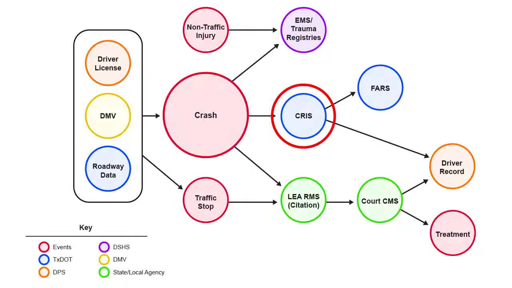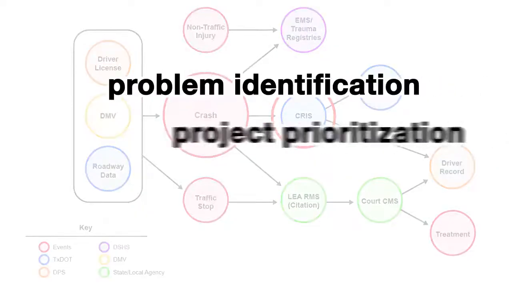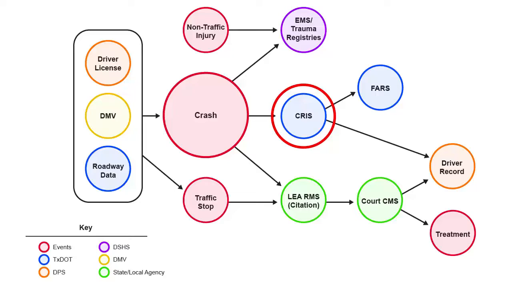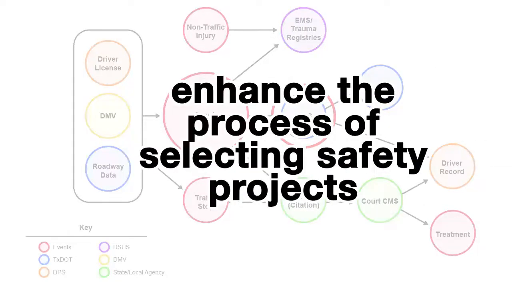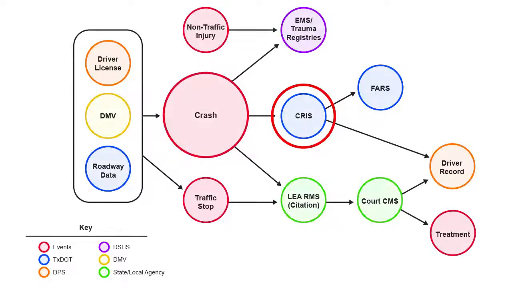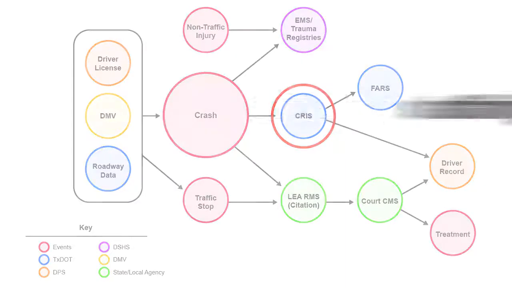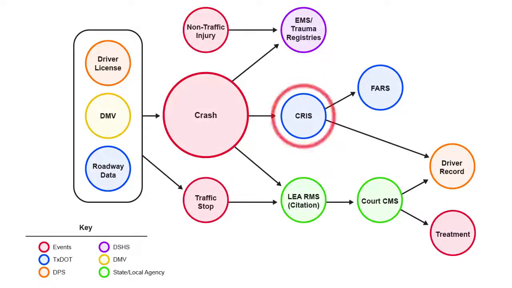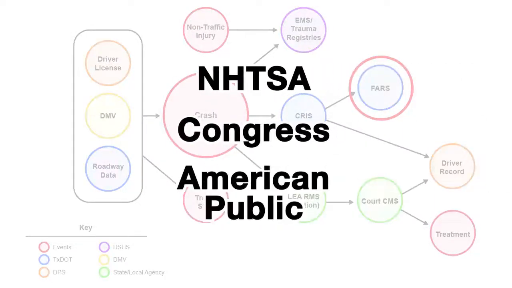CRIS is the central repository for crash records. Crash data is used by many traffic safety stakeholders to conduct problem identification, project prioritization, and resource allocation. Problem identification is conducted for the Highway Safety Plan. The Crash Analysis and Visualization Tool is used to enhance the process of selecting safety projects to submit for HSIP funding consideration. Many law enforcement agencies are using data-driven strategies to make decisions on staffing and scheduling, which includes using crash data. CRIS data flows into the Fatality Analysis Reporting System, which is a nationwide census providing NHTSA, Congress, and the American public yearly data regarding fatal injuries suffered in motor vehicle traffic crashes.